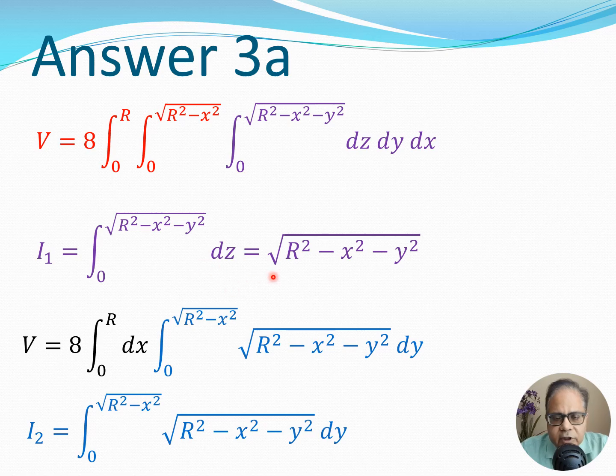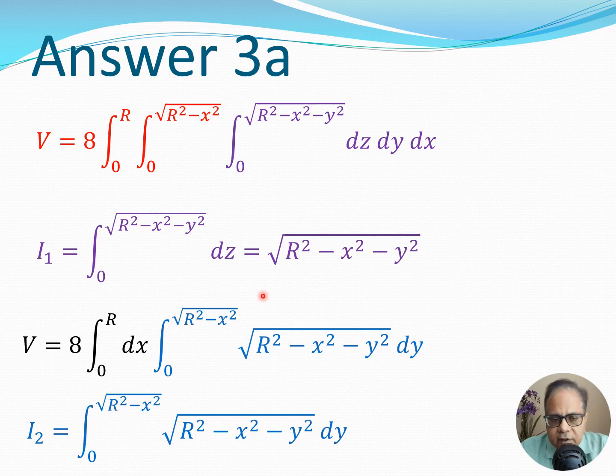And this immediately comes to root r square minus x square minus y square, because remember the integral of dz will be simply z, and then you simply put this value here. So this is the first integral, very simple value here. Now what I can do is I can take this value and I can put this value inside this. So I have got rid of the z coordinate here by this integration.